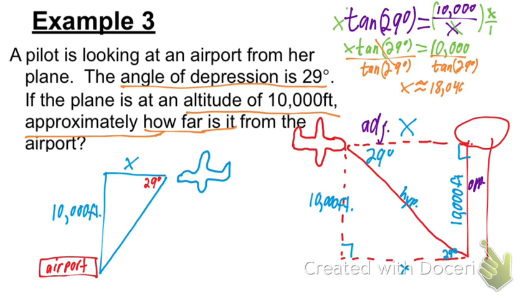Isn't that what it's at? You said 10,000 and I have 18,000. Is that the hypotenuse? No. That's why we use tangent. Check your calculators. 29, tangent. Those are high. 18,040. So right, okay.